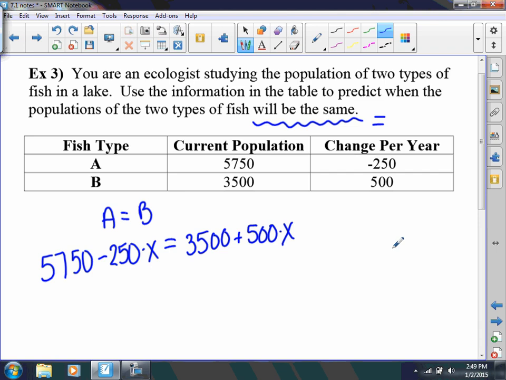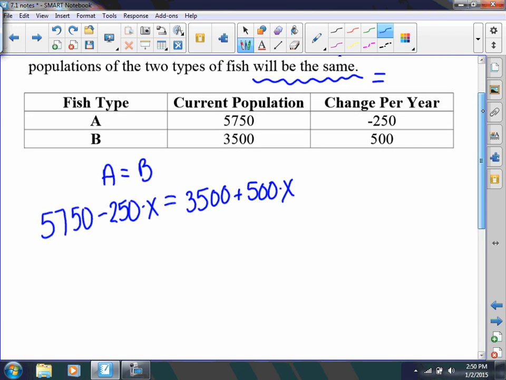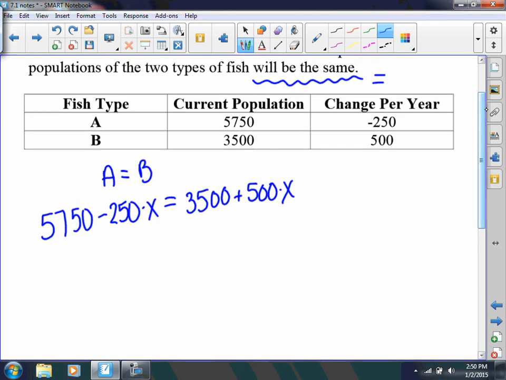Now we could graph these as well. We could graph y equals -250x plus 5,750. But I don't want to make a graph that has a y-intercept of 5,750 or 3,500. Okay, that would be a really big graph. So if we were going to graph this, we would probably use a graphing calculator to graph this one. But we can solve this algebraically now. We know how to do this. We know how to get all the x's on one side and all the numbers on the other.